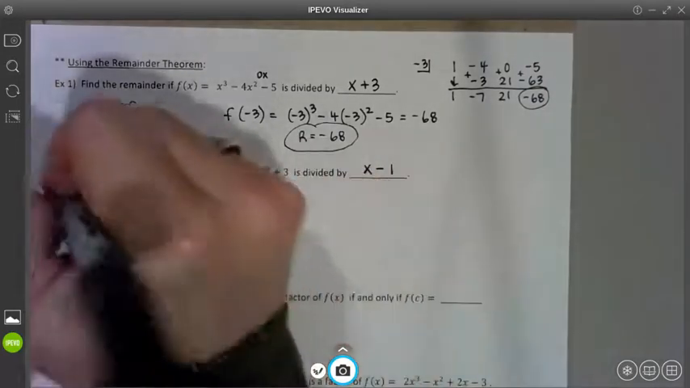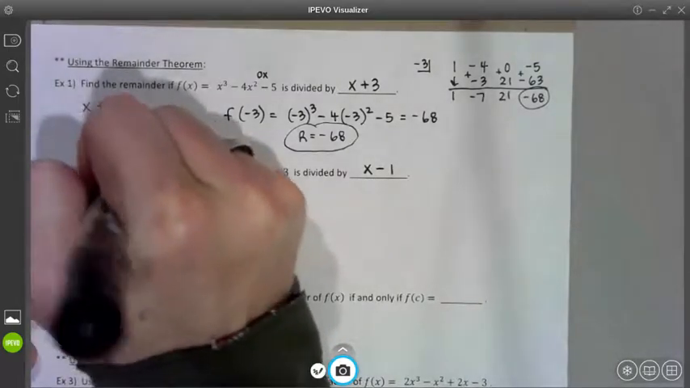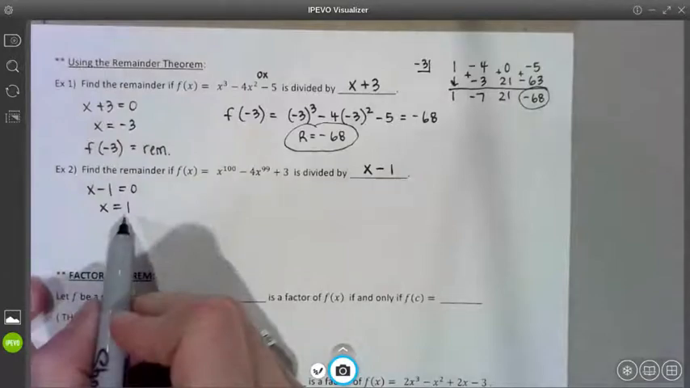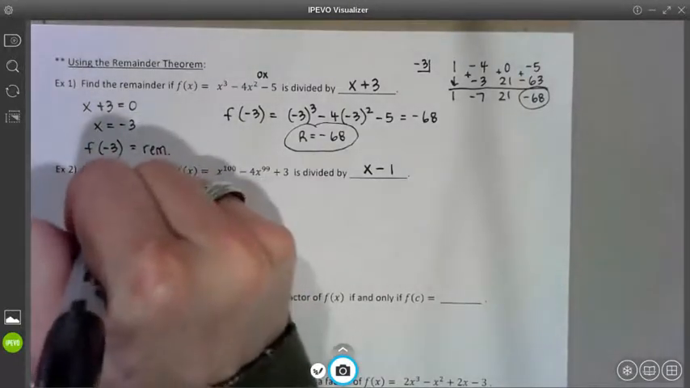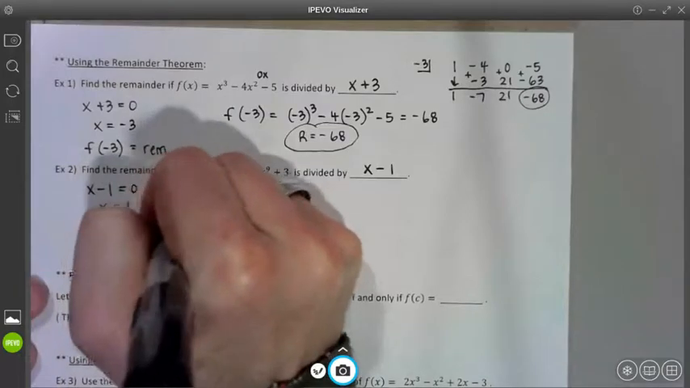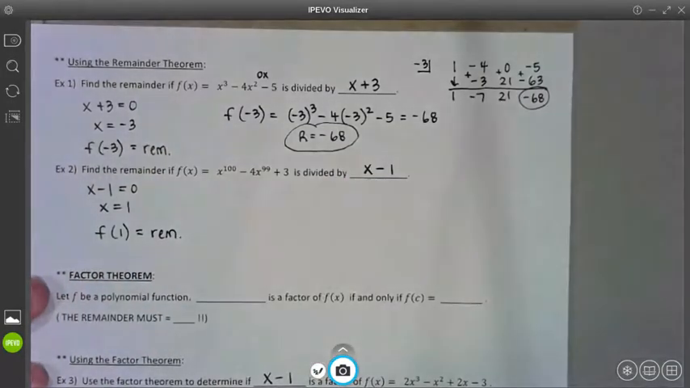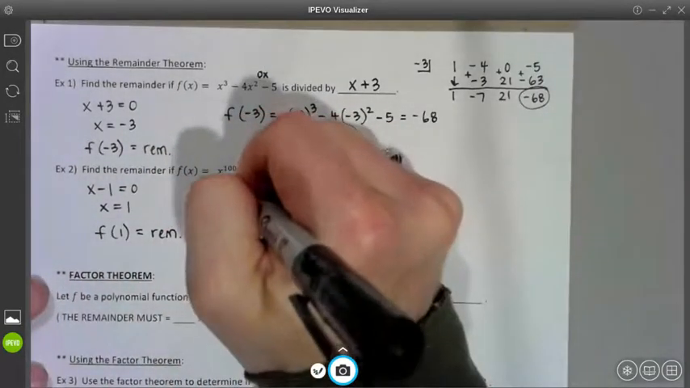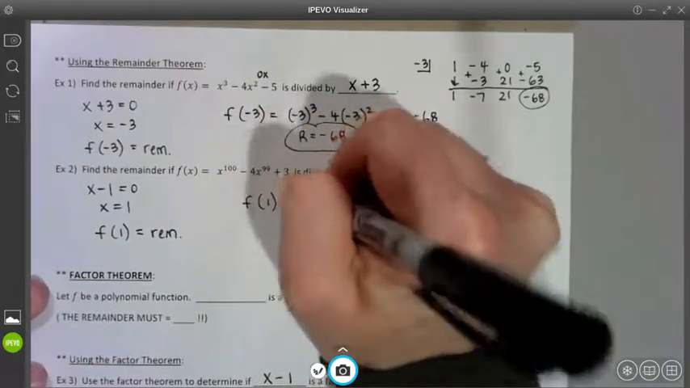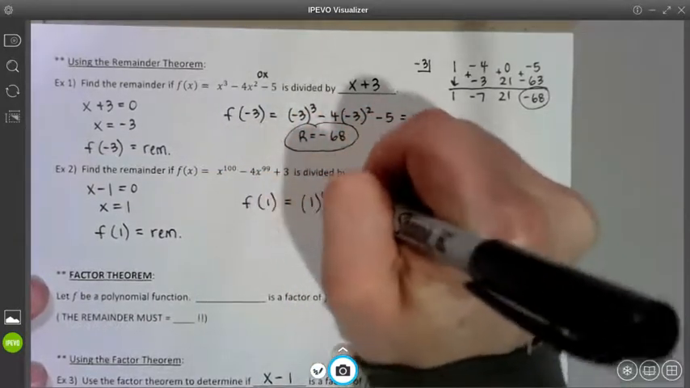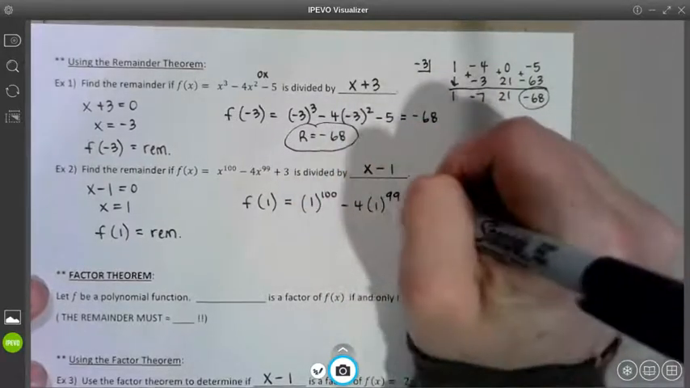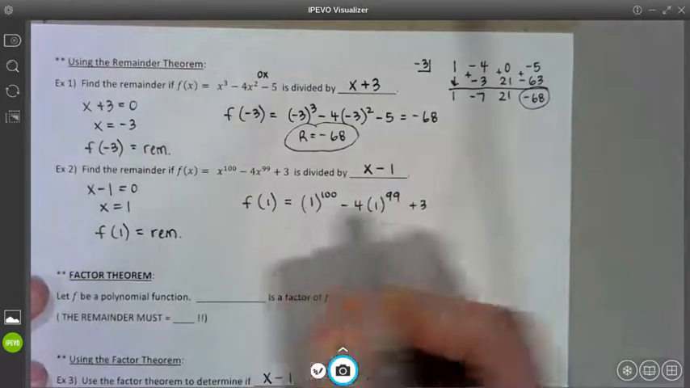All right, so we take x minus 1. We set it equal to 0. We find out x equals 1. So 1 is our magic number, right? So the remainder theorem says that if I plug 1 into this polynomial, it is the remainder that will come out. So let's see what we get. Let's plug 1 into function f. So that's going to be 1 to the 100th power minus 4 times 1 to the 99th power, and then plus 3.